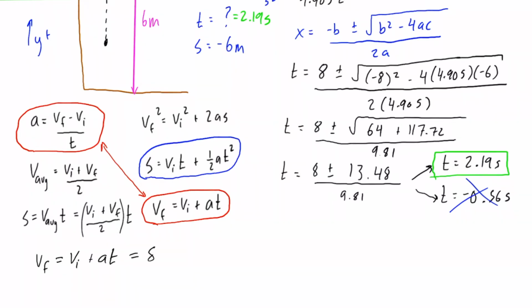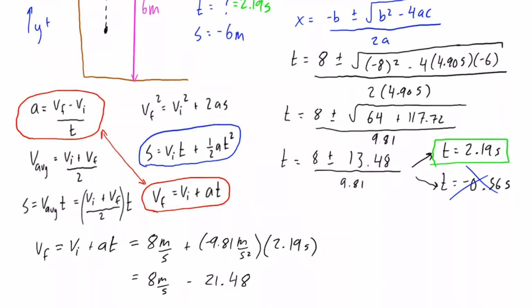So that is equal to 8 meters per second plus negative 9.81 meters per second squared times t, which we just determined to be 2.19 seconds. So we have 8 meters per second. The next term simplifies to negative 21.48 meters per second. This second here cancels out with the second squared. And 8 minus 21.48 gives us our final velocity, VF, is equal to negative 13.48 meters per second. And this negative sign indicates that it is down.